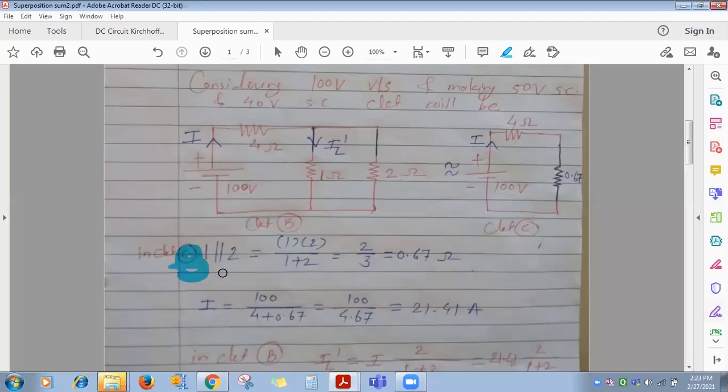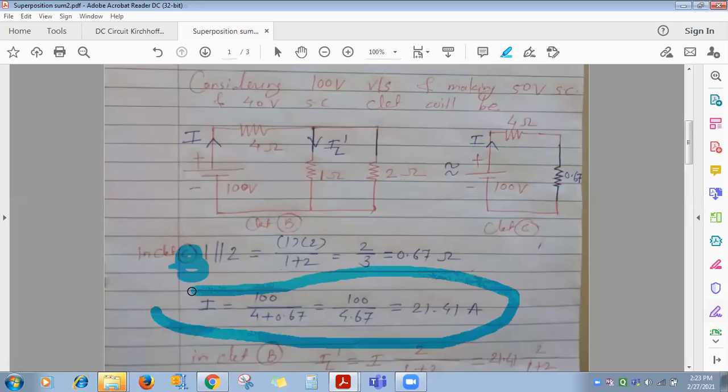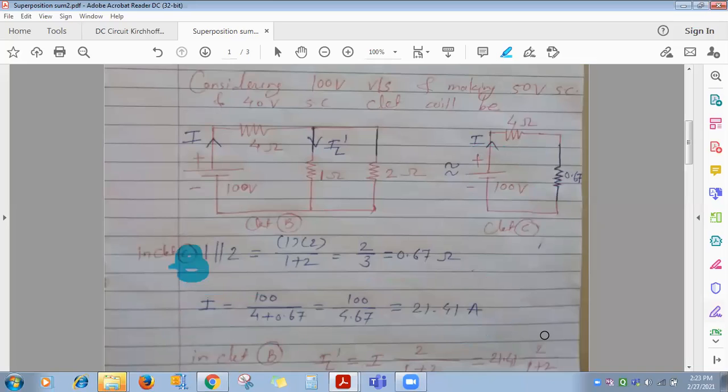Make it B in your copy here. In circuit B, 1 and 2 ohm are in parallel. And here it should be in circuit C. How much current has come in circuit C? This one. Got it? Clear up to this?